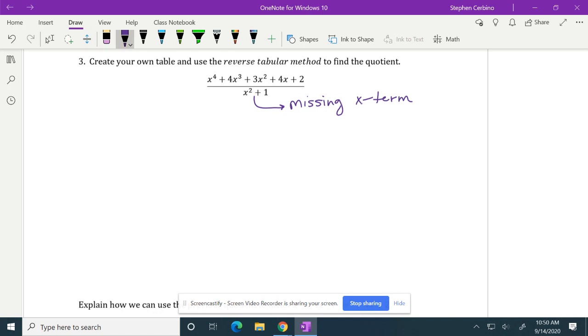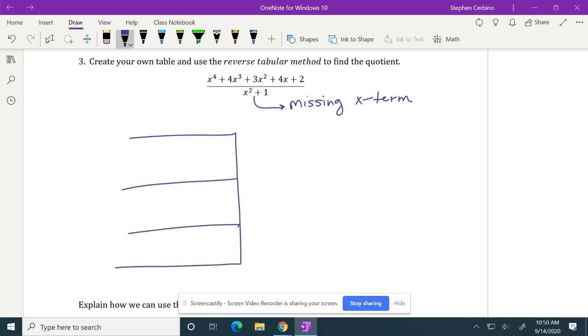So when I start making my boxes, I'm not really sure how many columns I'm going to have yet, but I do know I'm going to have 3 rows. I'm going to have a row for x squared, a row for 0 x's, and a row for 1. I want to fill in that missing term because that missing term is going to allow us to have our like terms all be across from each other like they're supposed to. And again, I'm not 100% sure how big this is going to be, so we're just going to kind of guesstimate for now. So let's make our first column.